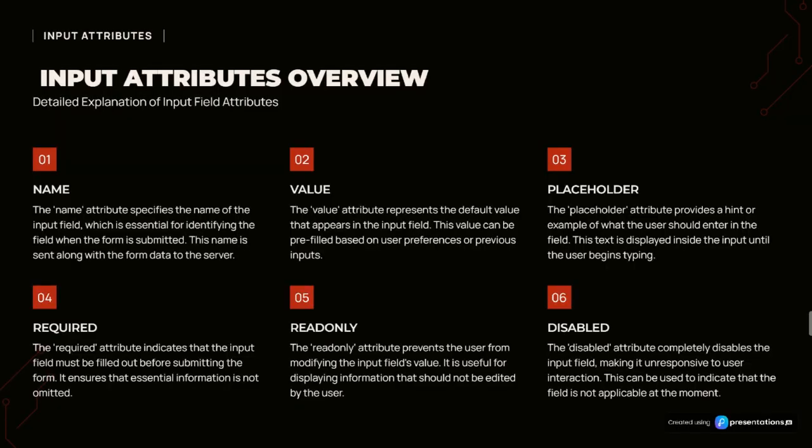Next is input attributes. Input attributes help control the behavior of form fields. Common ones include placeholder, which displays a hint inside the input field. Required ensures the user doesn't skip the field. Maxlength and minlength restrict the number of characters a user can enter. Readonly and disabled control whether a field is editable or usable. These attributes improve user experience by guiding and validating input directly in the browser.